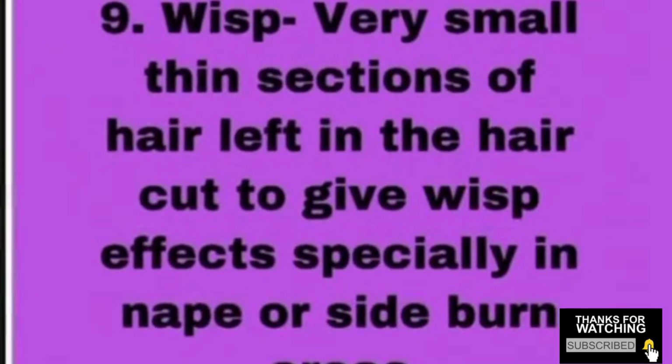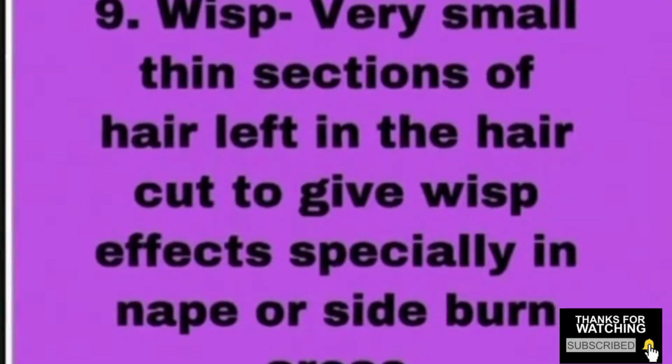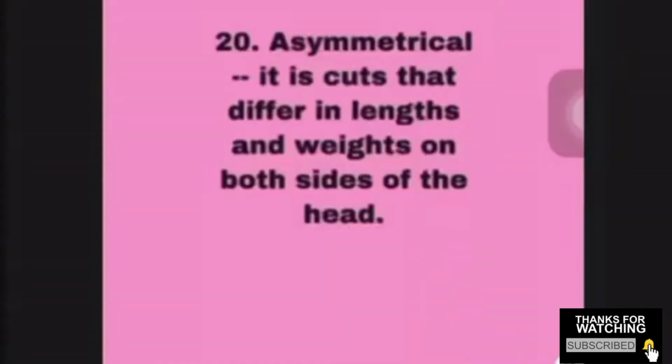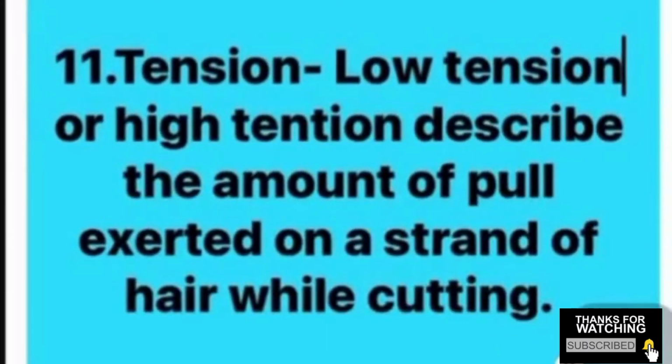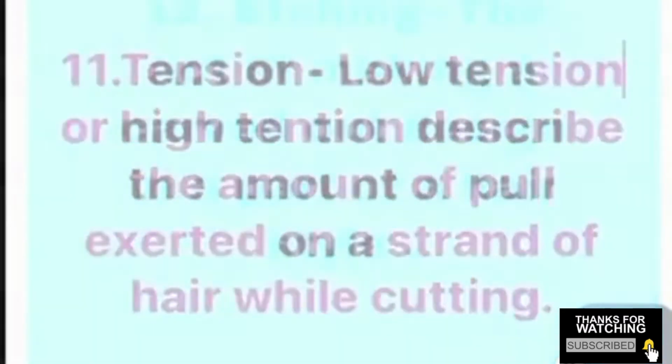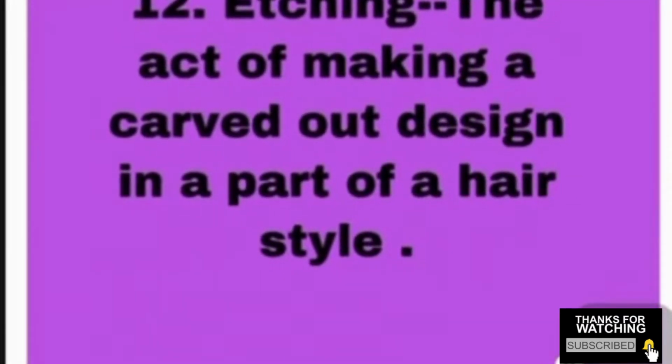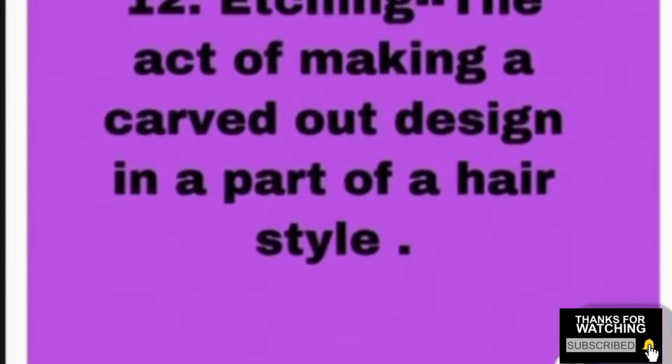Wisp: a very small thin section of the hair left in the haircut to give wisp effects, especially in tension, low tension or high tension. Etching: the act of making a curved out design in a part of a hairstyle.